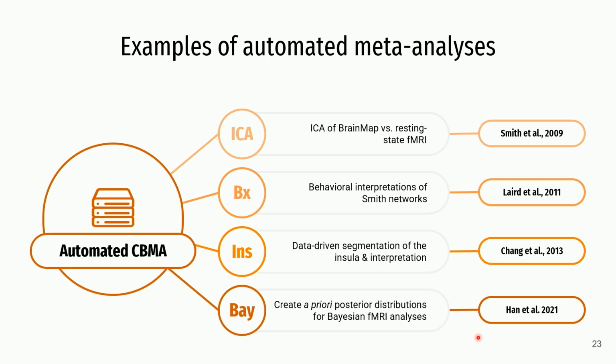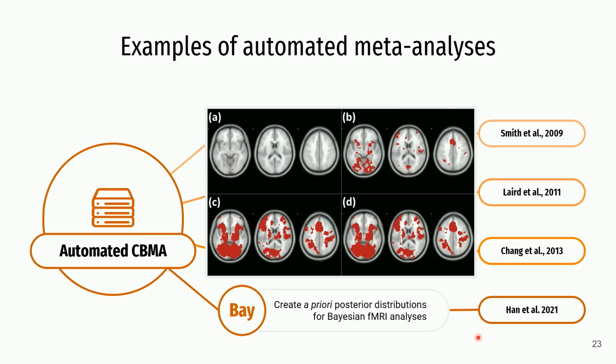And then finally, Han et al. 2021 was able to use meta-analytic maps to create a priori distributions for Bayesian analyses of fMRI GLM analyses.